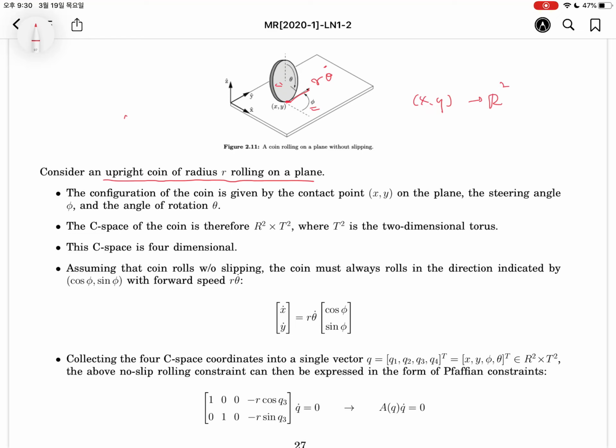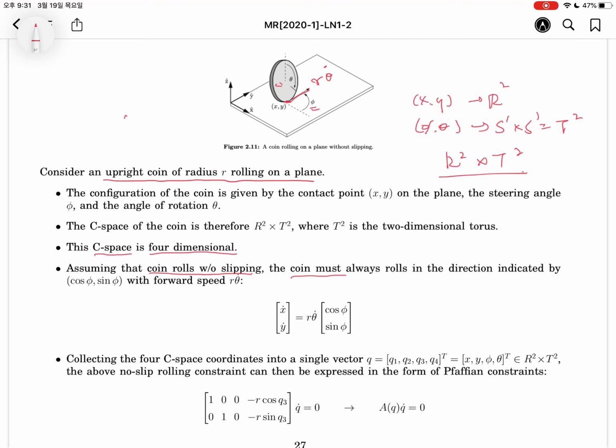Phi and theta do not have any coordinates of longitude and latitude. It means phi and theta will be described by S1 times S1, which is T2. As a result, R2 times T2 is the C space shape. Also, the C space has four dimensions.